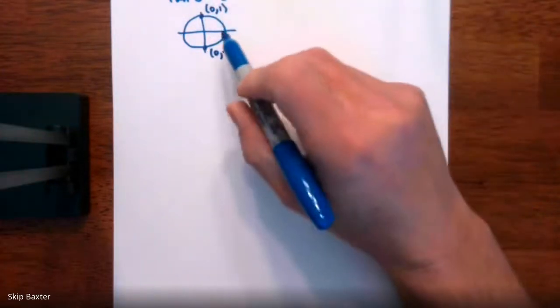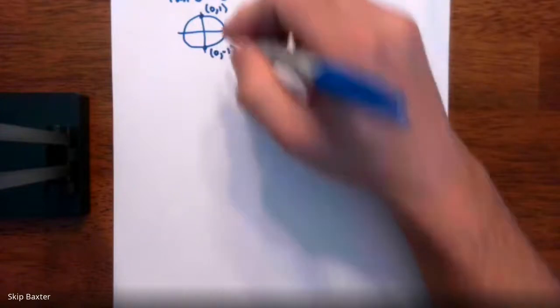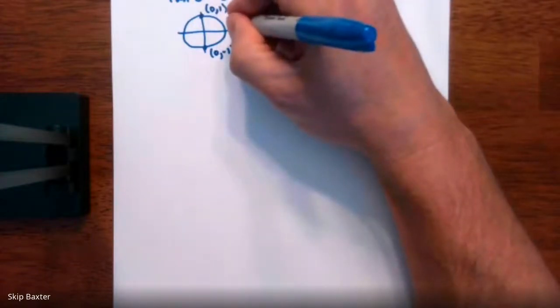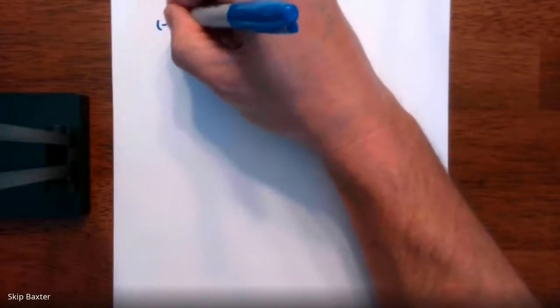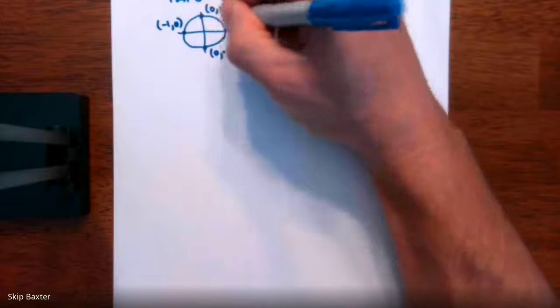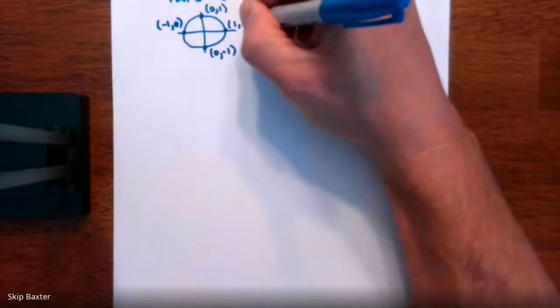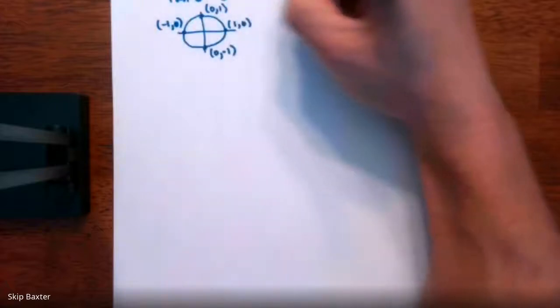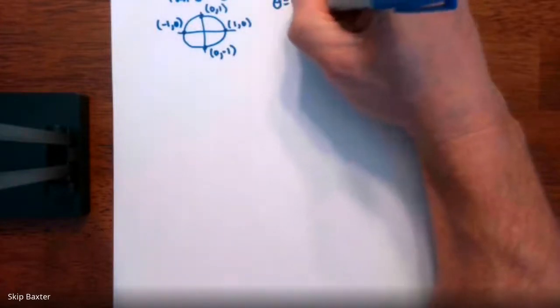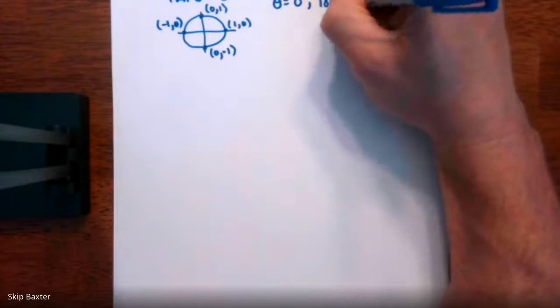Oh wait, no, that's not right. Those are points where cosine is 0. Oops. This point has coordinates 1, 0, and this point has coordinates -1, 0. So those are the 2 points that correspond to the sine being 0, 0 degrees and 180 degrees. So the answer would be 0 and 180.